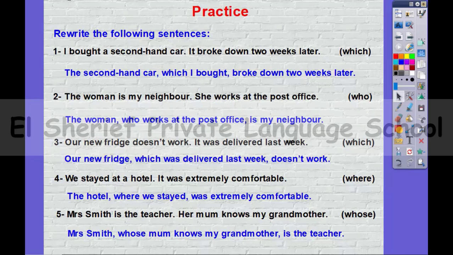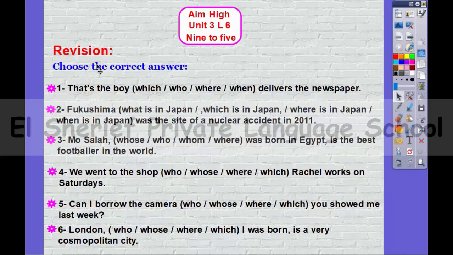So now let's do this quick revision to the correct answer. Number 1. That's the boy who delivers the newspaper. Number 2. Fukushima was the site of a nuclear accident in 2011. So Fukushima, which is in Japan, was the site of a nuclear accident in 2011.